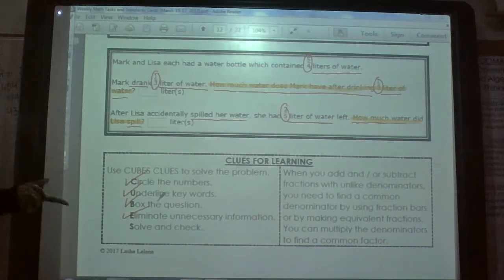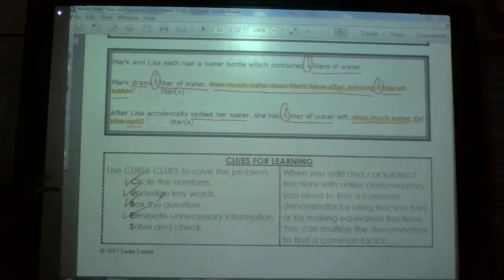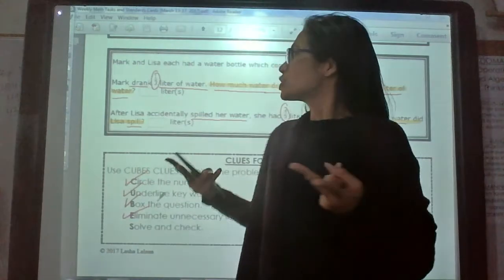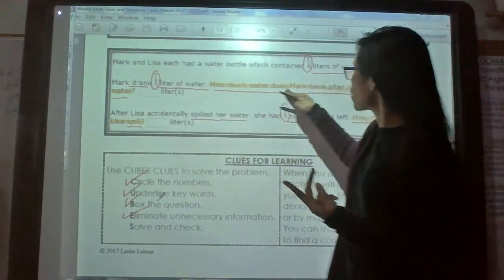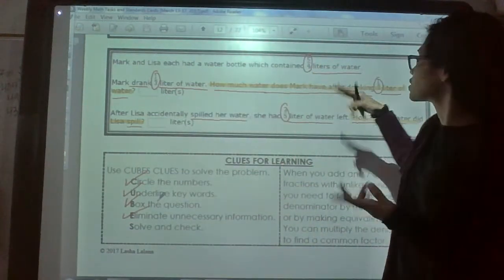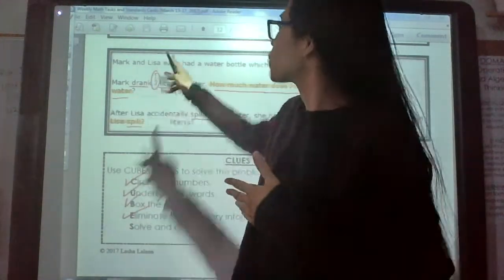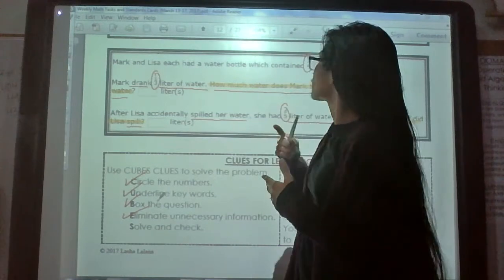And the last step is to solve and check. So remember, there are two questions here. So we're going to solve two different problems, okay? So this one says, how much water does Mark have after drinking 1/3 liter of water? So always imagine the problem. He has what? 5/4 liters of water.